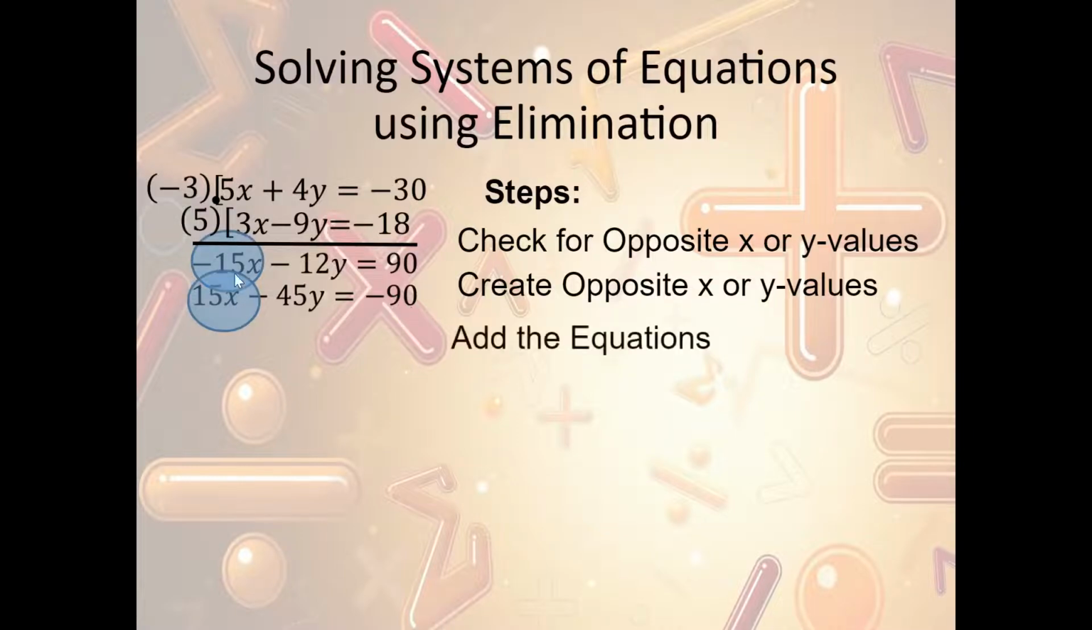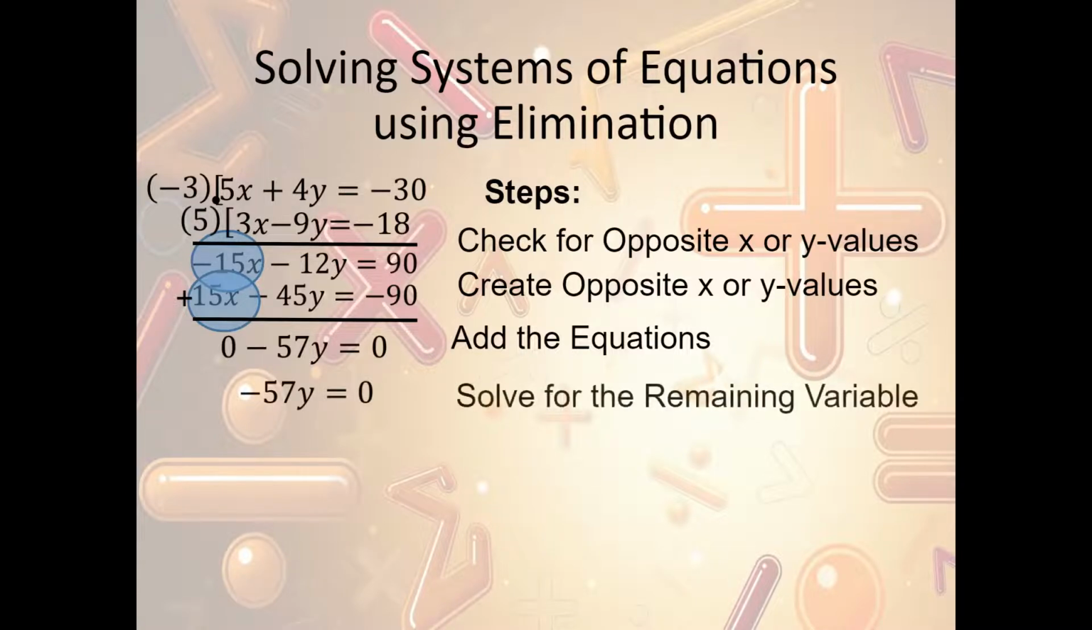Now notice I have opposites, so now I can go ahead and add the equations. My x's will drop out. I end up with negative 12y plus negative 45y is negative 57y. And then I have 90 and negative 90, which is 0. So I'm left with negative 57y is equal to 0. I divide both sides by negative 57 to solve for the variable, and I get y is equal to 0.